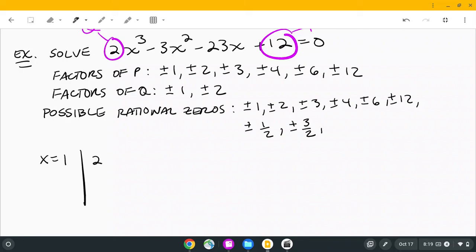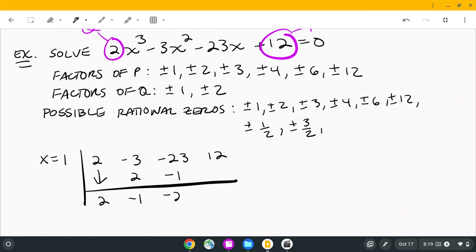So our numbers here are 2, -3, -23, 12. Bring down the 2. 2 times 1 is 2. -3 plus 2 is -1. -1 times 1 is -1, -24, and then this doesn't work. All right, let's try -1.